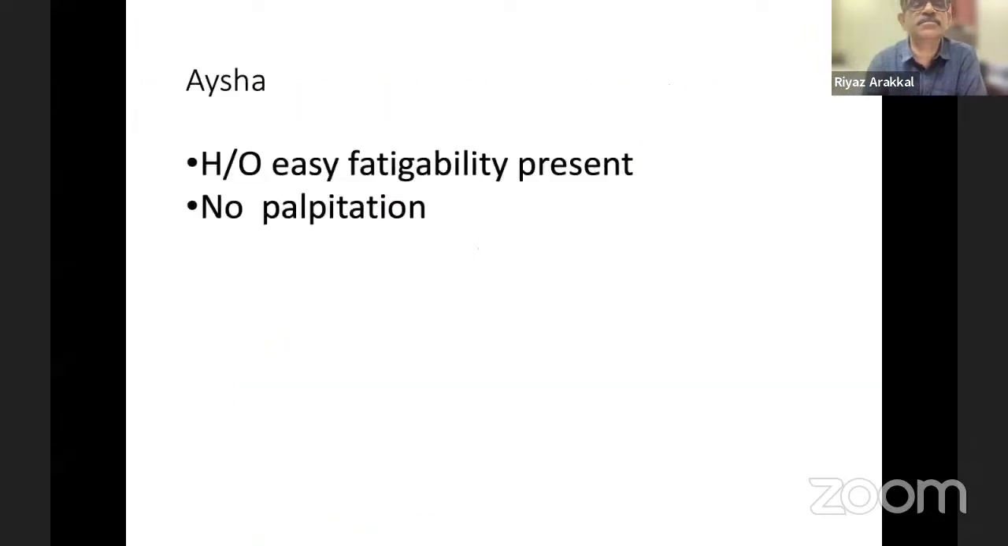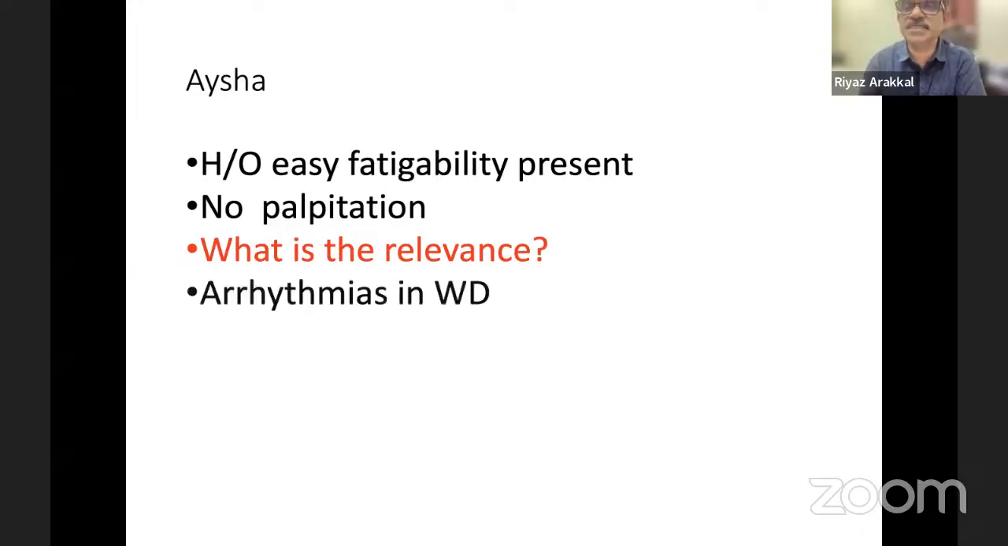There is a history of easy fatigability, and there is no history of palpitation. Why should we think of palpitation? Suppose there is a history of palpitation. How do you account for palpitation? What causes palpitation in a child with chronic liver disease? Palpitation, arrhythmias, may be caused by which condition causing chronic liver disease? Obviously, it's not hepatitis B or hepatitis C. In Wilson's disease, there can be arrhythmias.